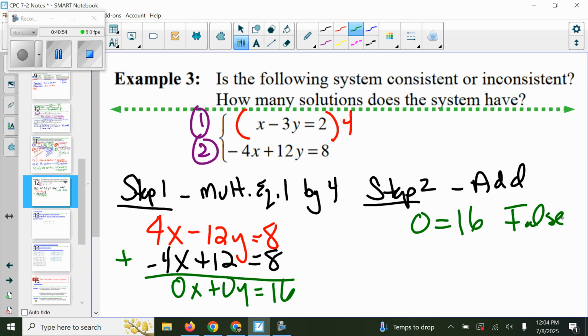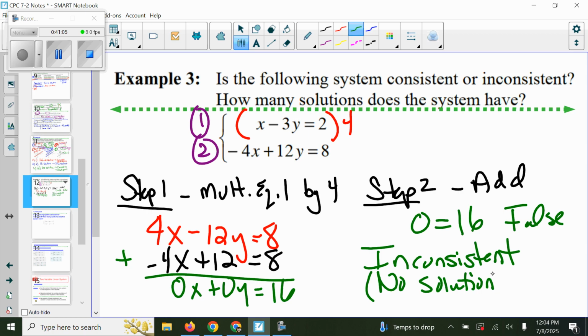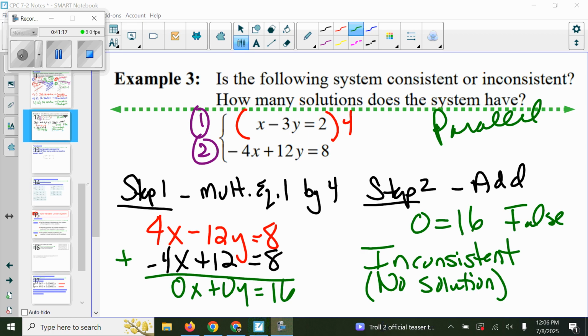So what does that mean for our system? That must mean that this is an inconsistent system. False sentences mean we do not have solutions. So inconsistent, there is no solution here. So what do we know about the lines? They must be parallel. These must be parallel lines. And if you look at their slopes, they are exactly the same. So if you solve each of these for y, you get the same slope. So be sure that you're always looking at algebraically and graphically what these things would mean.